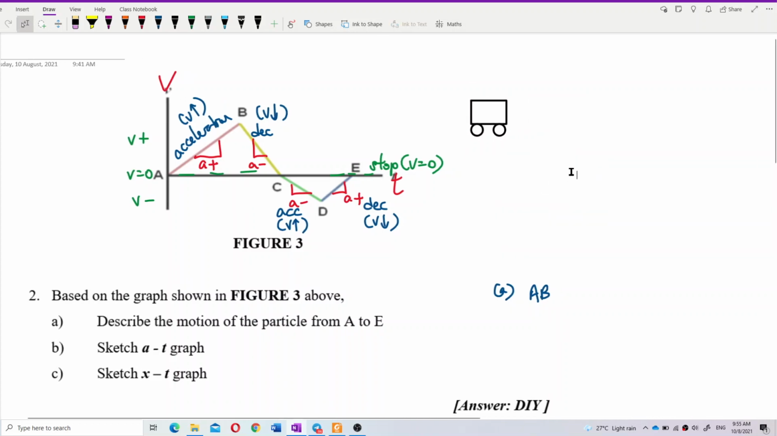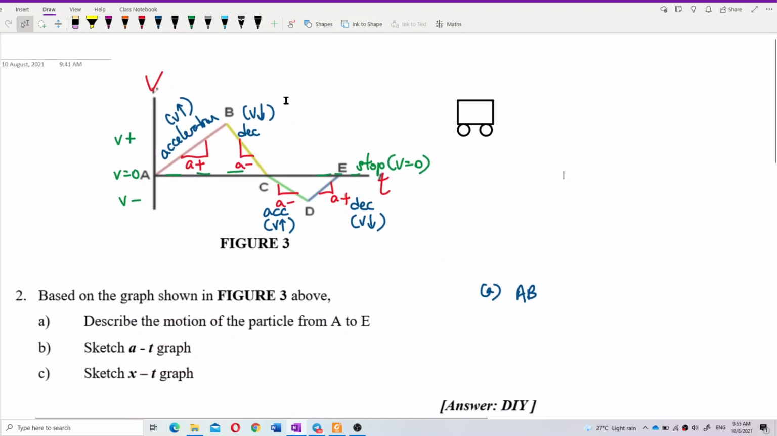Okay. Now, let's talk about part AB. So what happened during part AB? AB is the car moving faster and faster. You see, acceleration, moving faster and faster, and the velocity is positive.